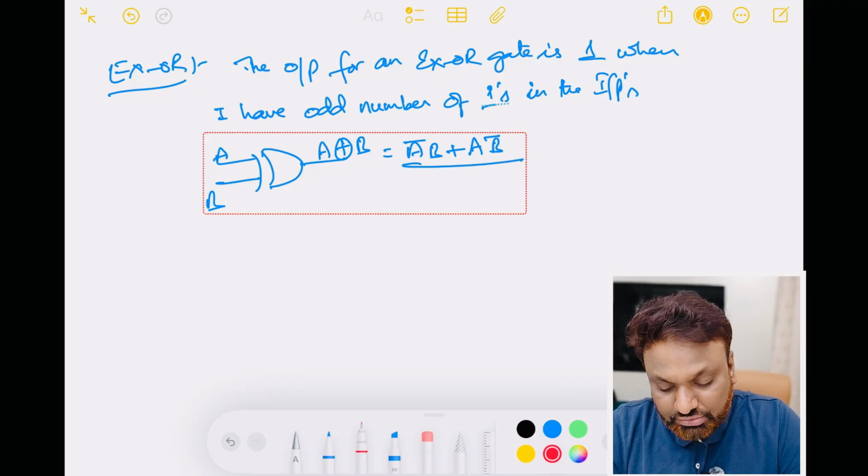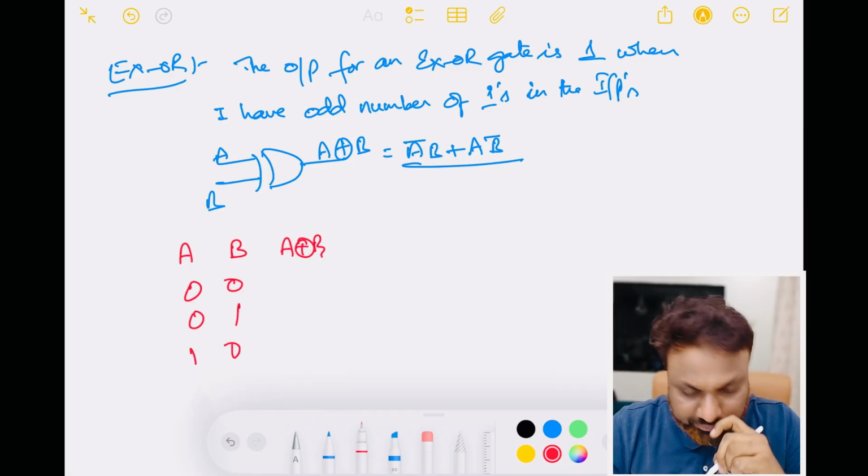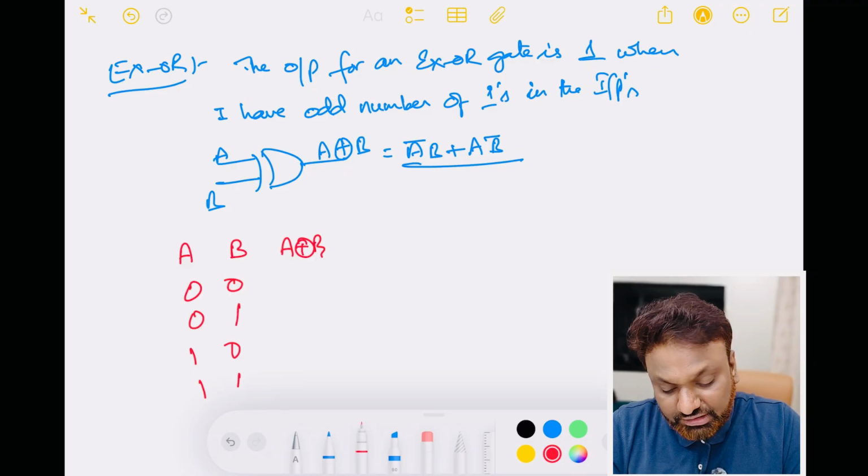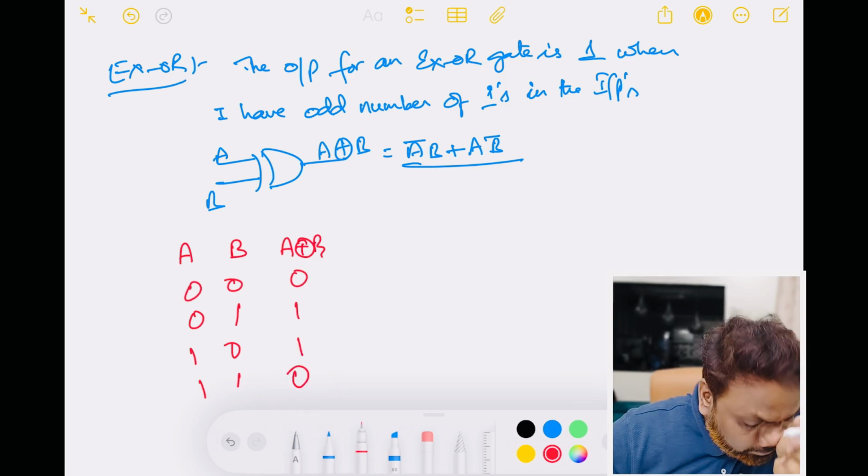So let me write the truth table: A, B, A XOR B, right? So 0 0, 0 1, 1 0, 1 1. Okay, so see here, for 0 0 I don't have an odd number of ones, so the output is equal to 0. For 0 1, I have an odd number of ones, so the output will be equal to 1. Here also the output will be equal to 1. For 1 1, the output will be equal to 0.